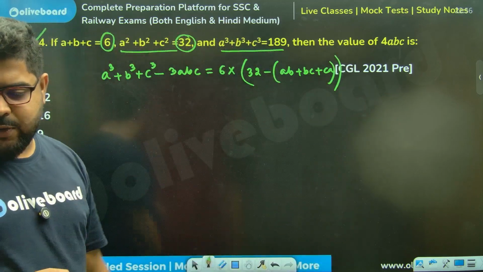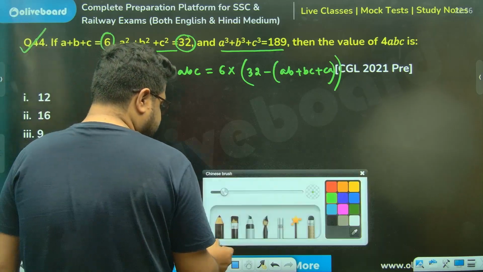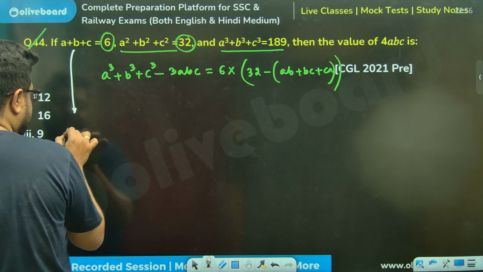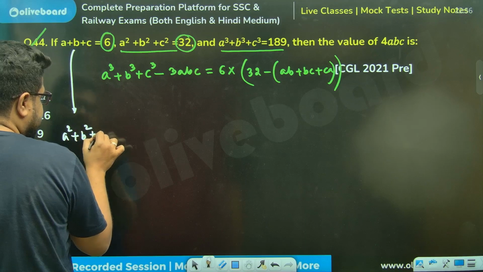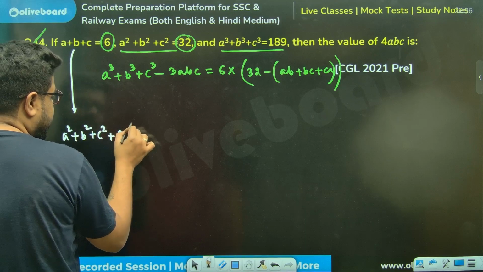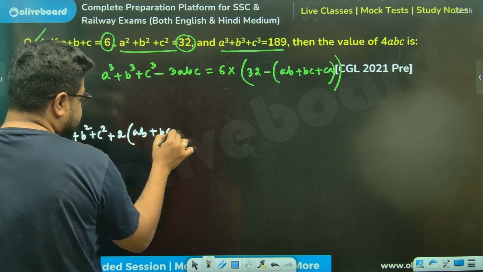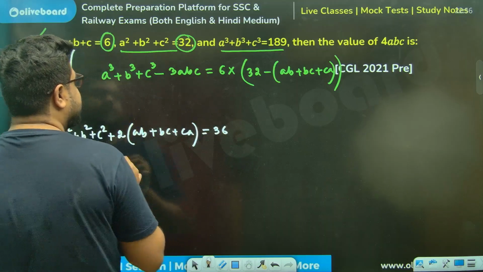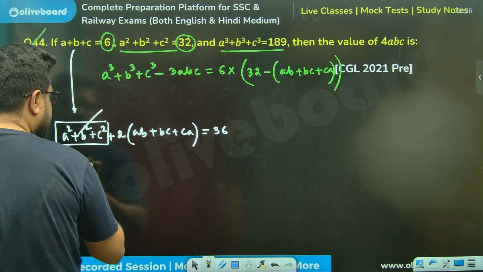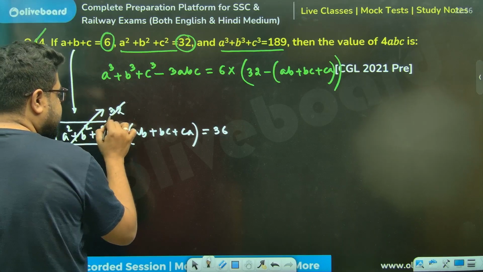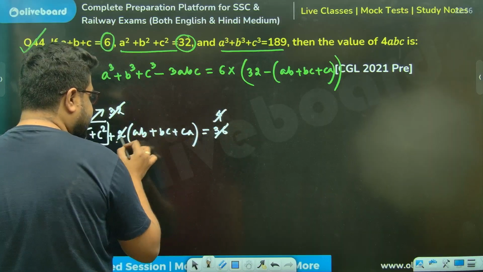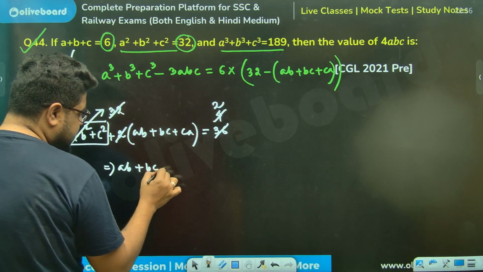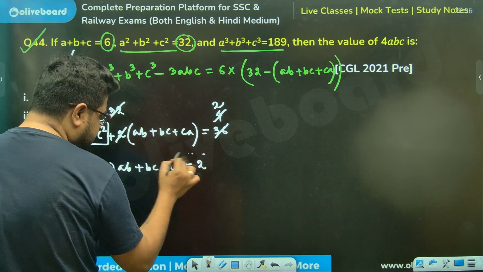Now again, let's figure it out. Acha, let's figure this out. How? Again, I'll take the help of this. So again, a square plus b square, I'm just skipping a few steps, plus 2 into ab plus bc plus ca will be equal to how much? 6 square, which is 36. Now this is given as 32, sir. 32 and 36, meaning this is 4, sir. This 4 will cancel with this 2. So that means ab plus bc plus ca is equal to 2, sir.